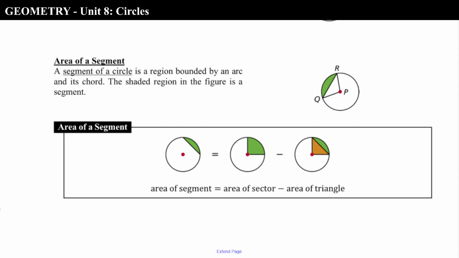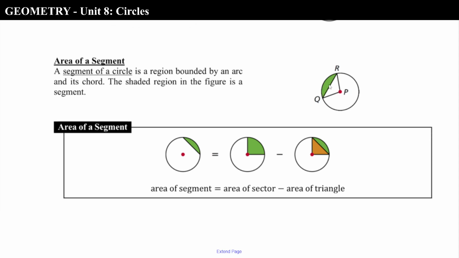Now, I do want to take a quick moment to tell you how to find the area of a segment. We aren't going to be focused so much on doing this specifically, but I do want to show you how it works. So the segment of a circle is a region bounded by an arc and its chord. So the shaded region here in the figure, to the right here, this is a segment of a circle, okay?